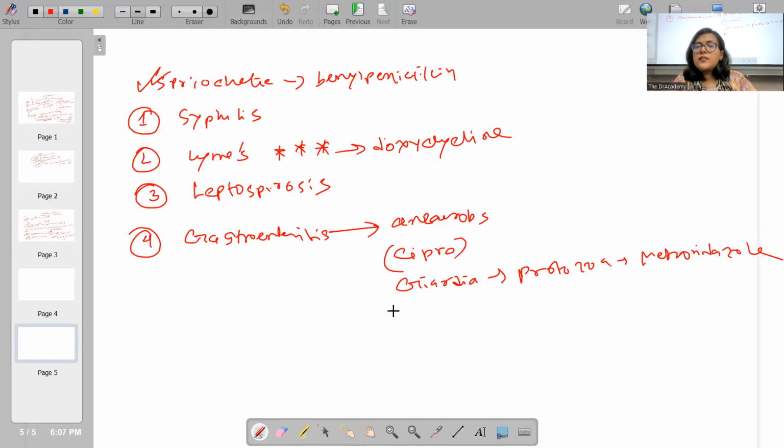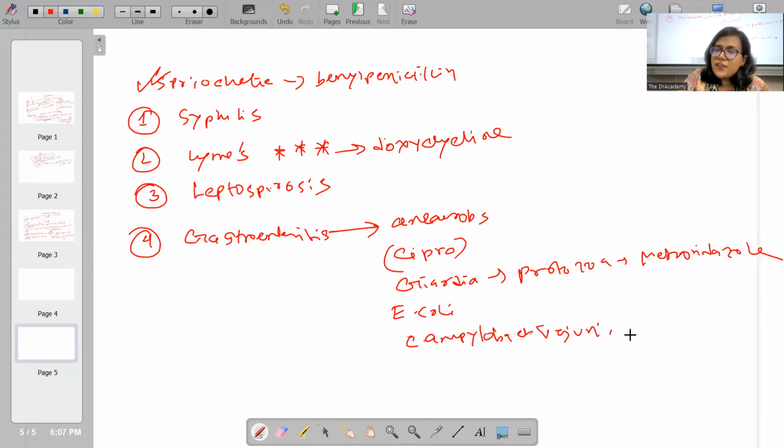Commonest cause of traveler's diarrhea, which one? E. coli. Okay. Commonest cause of diarrhea in the UK, Campylobacter jejuni. Treatment is? Which one? Campylobacter jejuni? The reason why I'm writing down, because these are different. Treatment is clarithromycin. Okay?